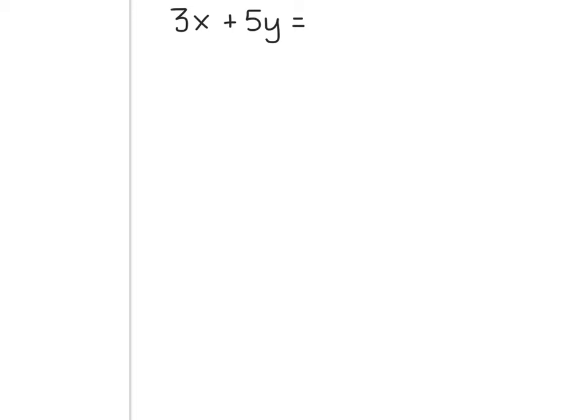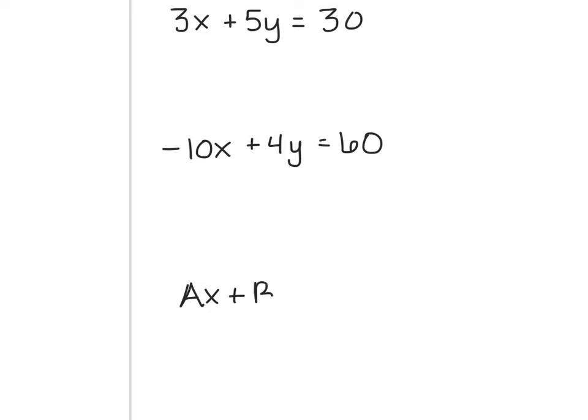So if you want to write these down, you can. If not, don't worry about it. I just want you to follow the steps here. So we're going to do that one. Let's do negative 10x plus 4y equals 60. And then we're just going to do this, ax plus by equals c. Okay, so super fast.